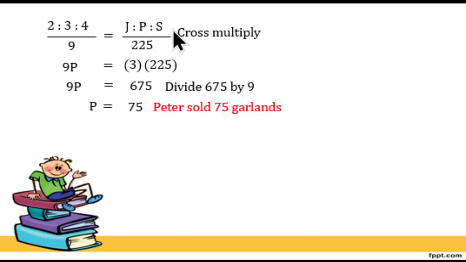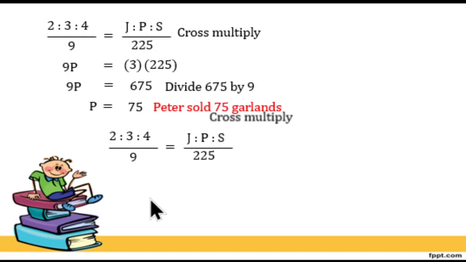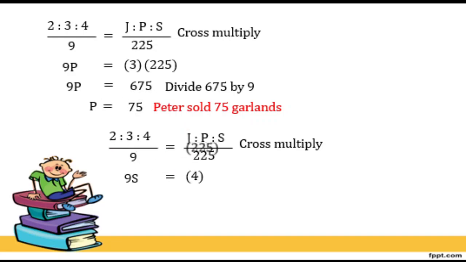Next, let's solve for S. And then rewrite it again. 2:3:4 over 9, which is equal to J, P, S, which is equal to 225. Then cross multiply 9 to S. So 9 times S equals 9S. And then 4 times 225. So 9S is equal to 900. Then divide all terms by 9.